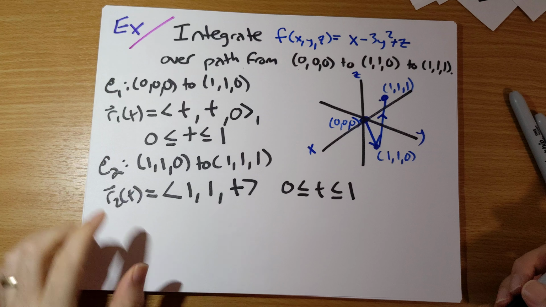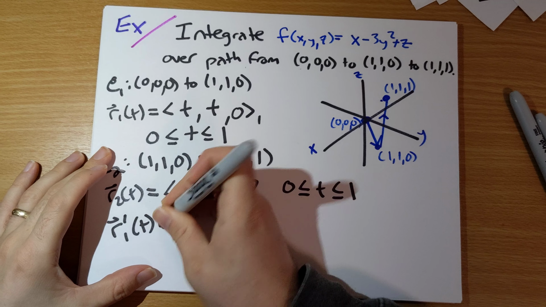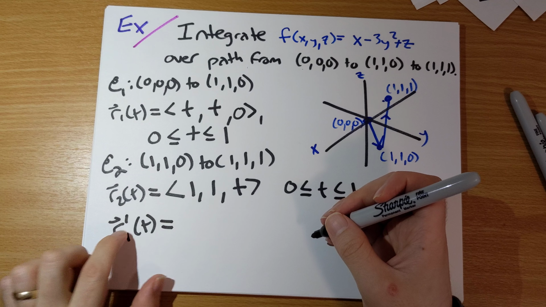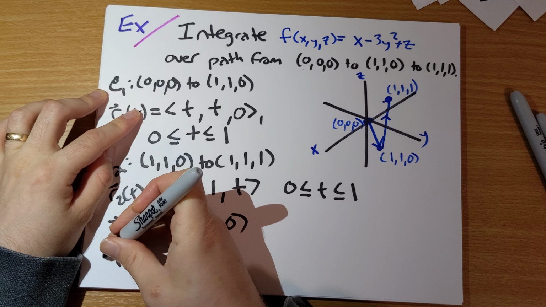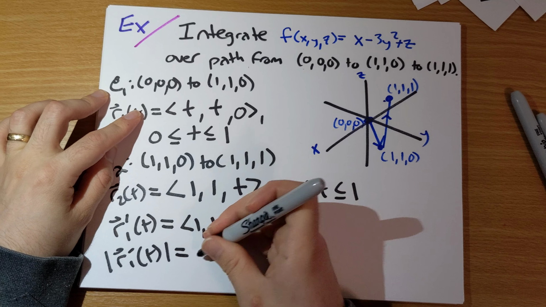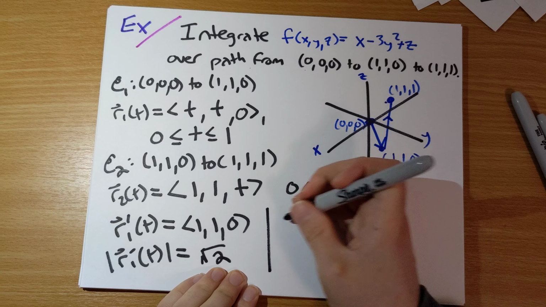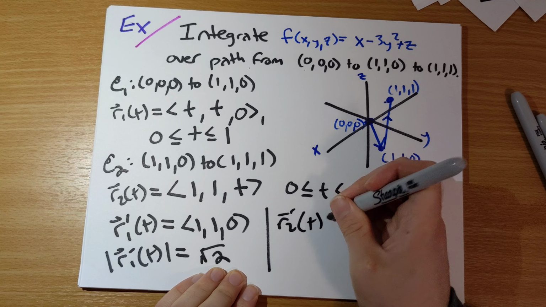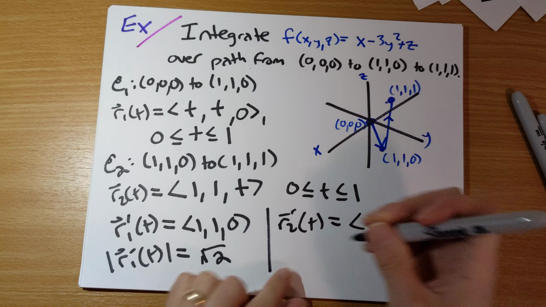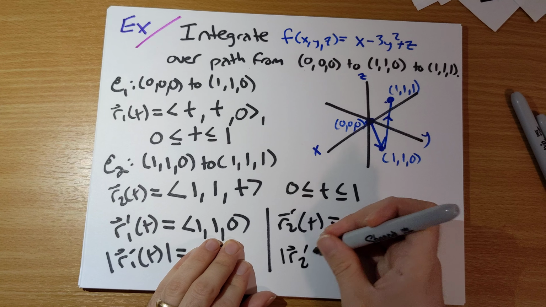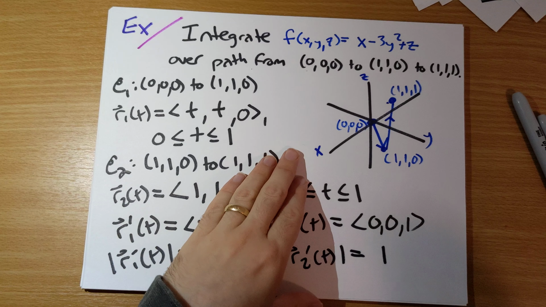In order to do that, we need the derivatives of r1 of t and r2 of t. r1 prime of t will be 1, 1, 0, and the magnitude of the derivative would be the square root of 2. And r2 prime of t would be 0, 0, 1, and we know we need the magnitude of this, which is 1.